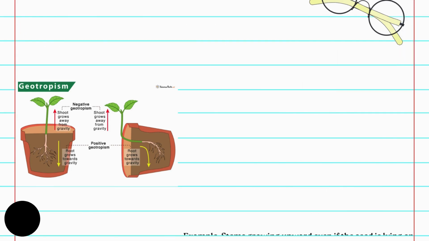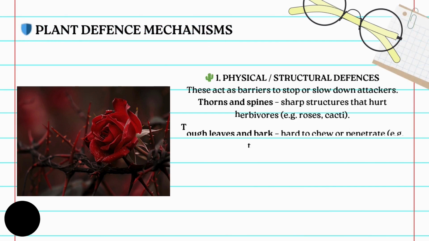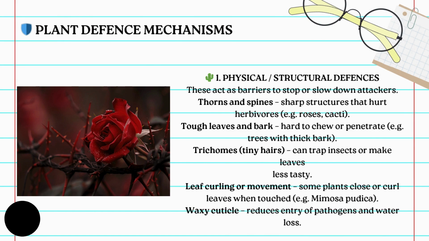Then we have the plant's defense mechanisms. The physical defenses would be any barriers to stop or slow down attacks. Plants have defense mechanisms to stop themselves from being eaten by cows, sheep, lambs, any animals that eat plants. The physical or structural defense mechanisms would be thorns and spines. You'll find roses have thorns, tough leaves or thick barks.